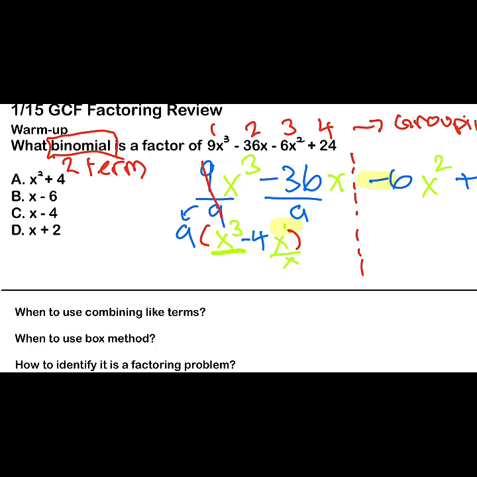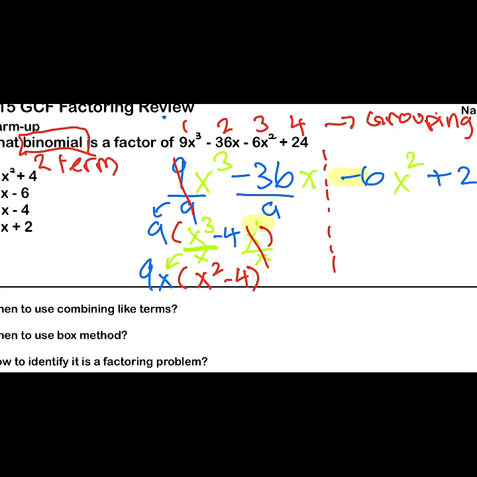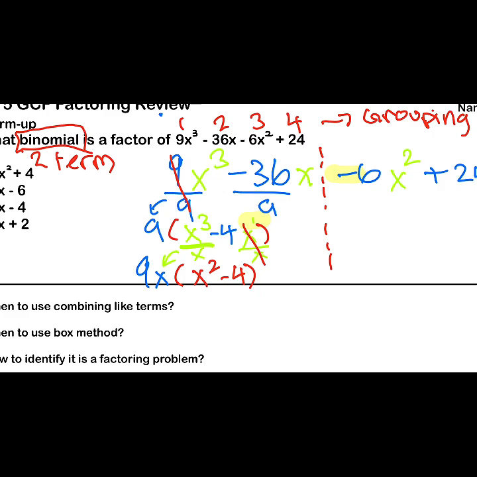So what that means is we're going to divide each term here by x. Now, we're going to take that x and put it on the outside. So our outside part here is going to be 9x, and the inside part is going to be x cubed divided by x. Well, that's x squared minus 4, and that's it, because x divided by x is 1, which cancels out. So we have our first part here, 9x times x squared minus 4.